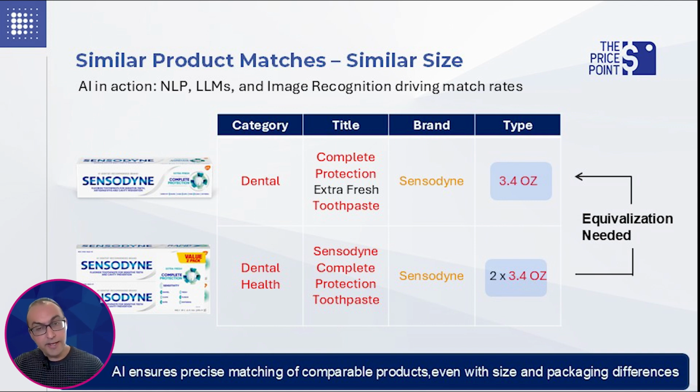AI helped with the matches, but it's also going to flag the items and say, hey, these are comparable, but they also need equivalization, which means we've got to take the price of that 2-pack and normalize it back down to that single pack, which is yours. That equivalization is critical to ensure that you're making an apples to apples comparison. Without it, your price ranges are going to be completely off, and you can be missing important insights into their pricing and promotional strategies of their multi-pack items.